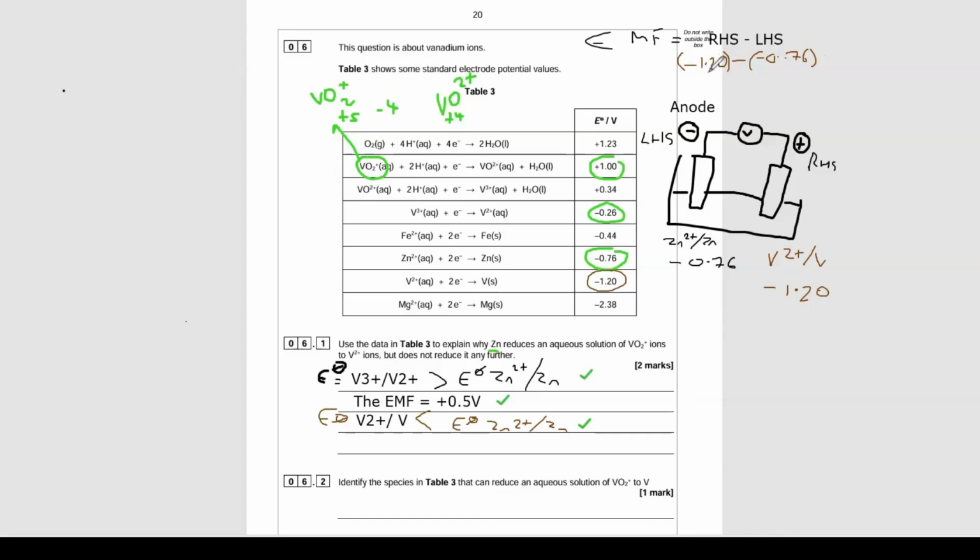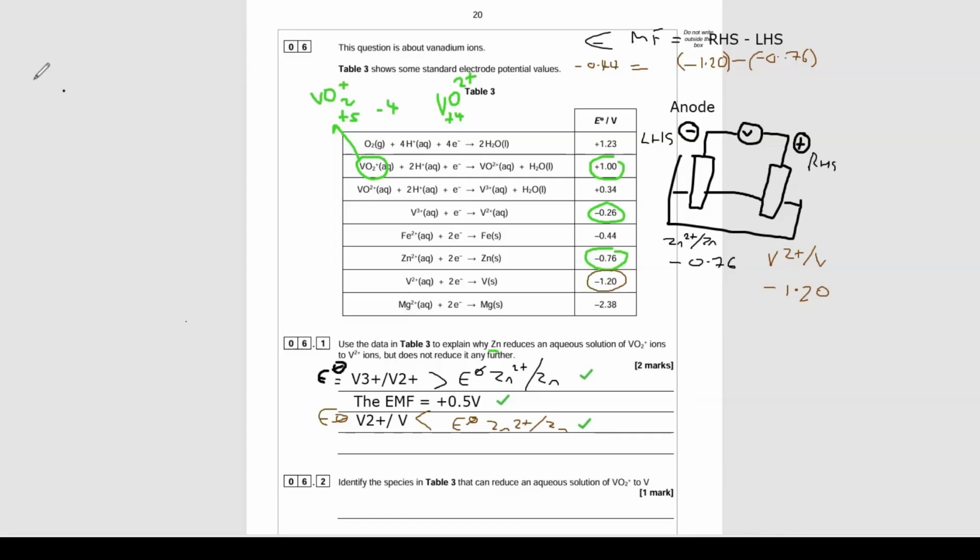Now if you do minus 1.20 minus 0.76, let's smash that in the calculator. If we get a positive number, then that is possible. So minus 1.20, take away minus 0.76, and we get minus 0.44. So it's a negative electromotive force. It won't happen. This will not pass electrons to that. It will not reduce that.